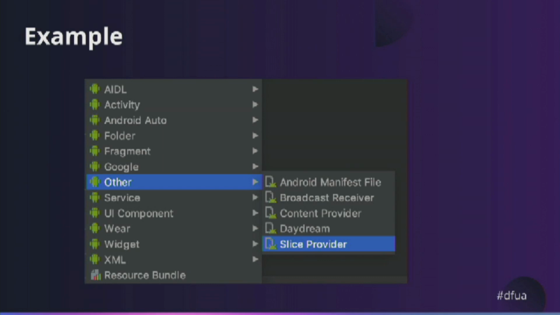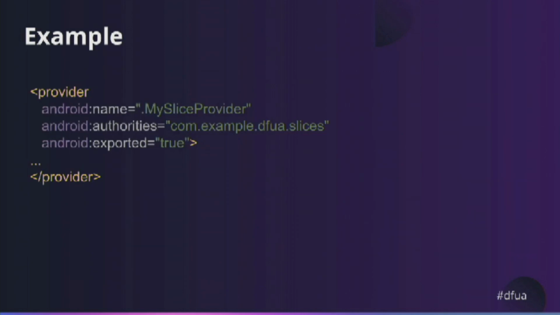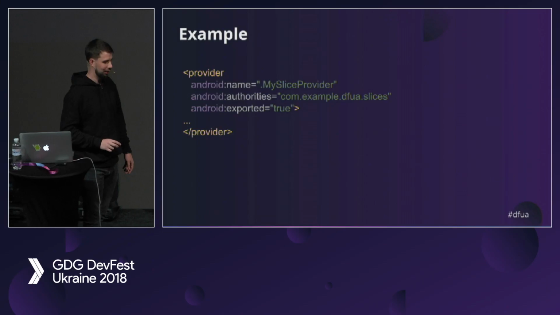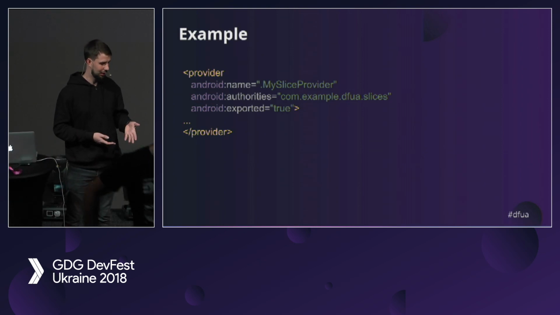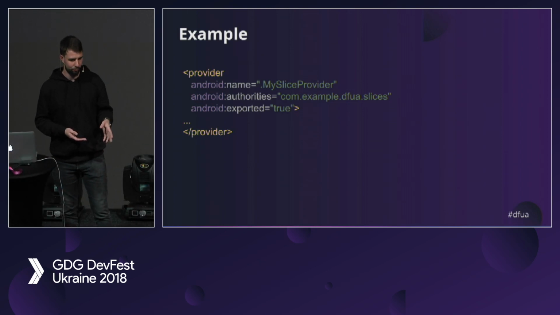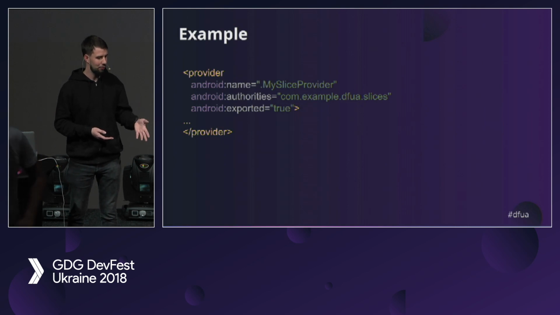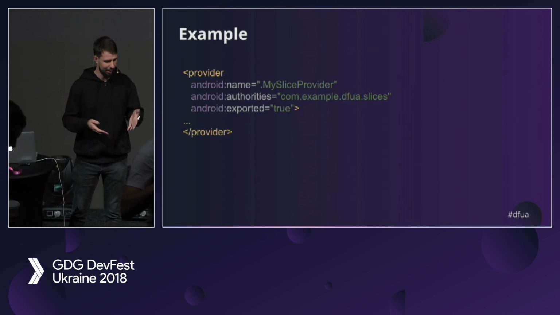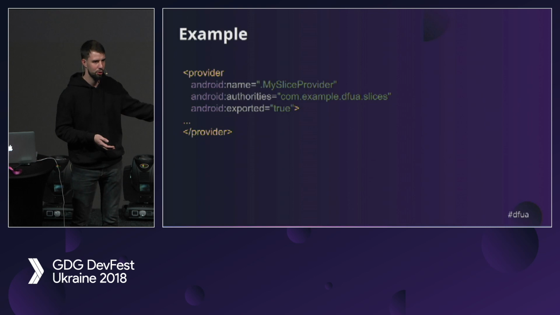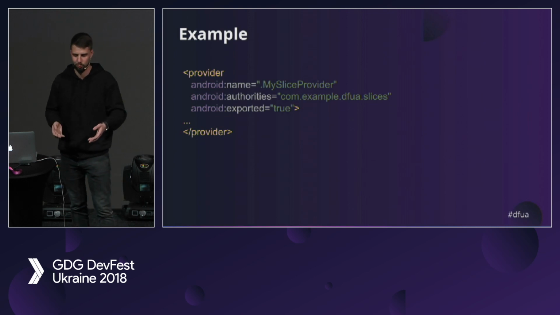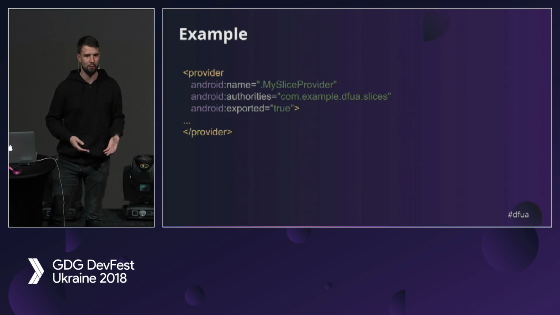If you click on it, Android Studio adds some stuff to your project. First of all, it will modify the manifest and add a provider with the slice name, authorities, and it should be exported. And from this part of the manifest, we can understand that slices use content providers, which is probably reasonable. If we need to share some data from our application, we don't need to reinvent the bicycle, we can just use content providers which are there.